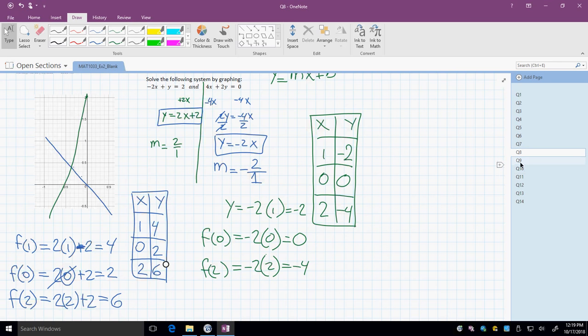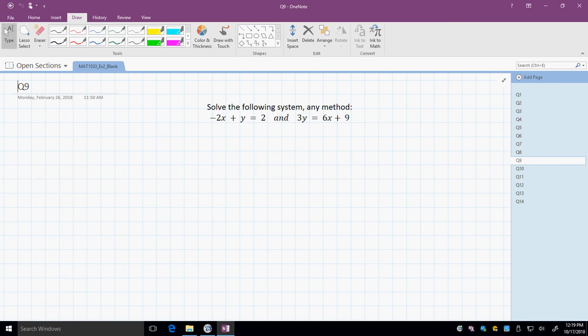Number 9. Solve the following system, any method. Which method do you want? Elimination, substitution, graphing? Any one would be easy. Substitution will be easy because that one is kind of already solved for y. 3y equals 6x plus 9. We can do any one. Substitution? Yeah, substitution is going to be the easiest.